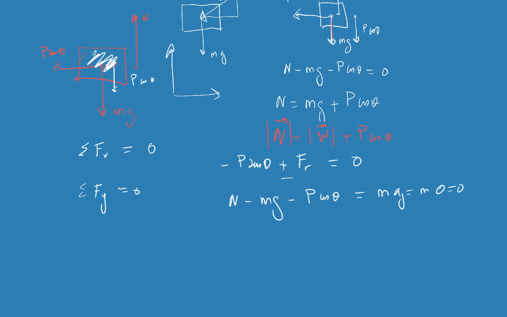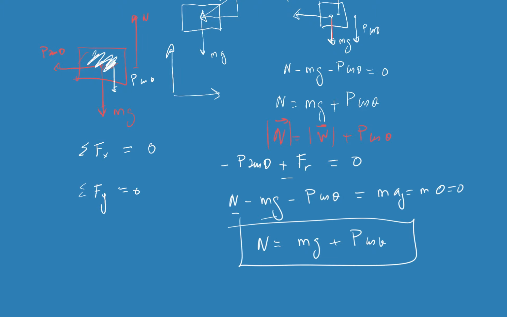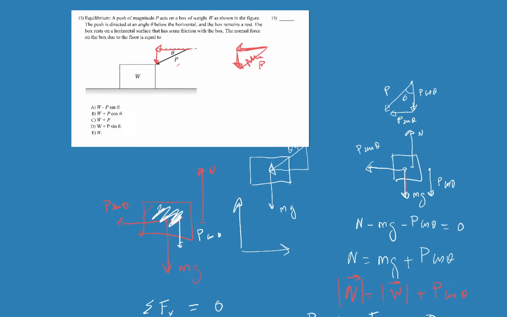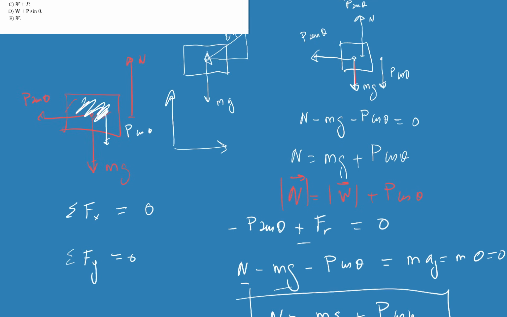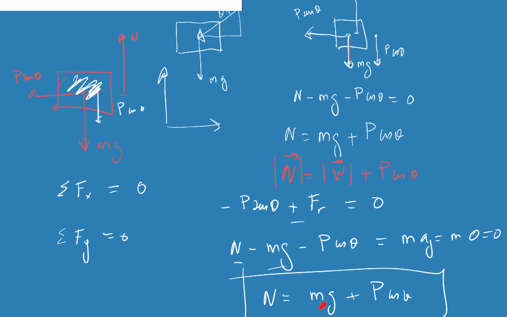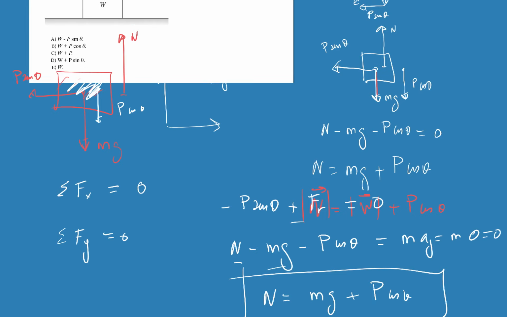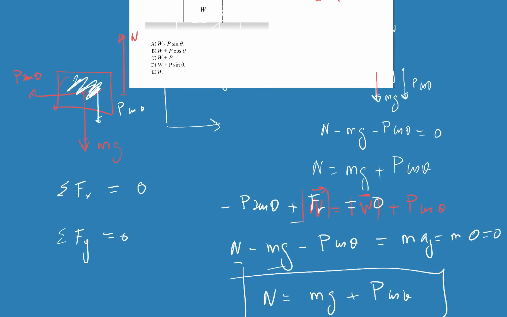This produces an equation for the normal, so the normal will be bigger than in the case when the P doesn't exist. The normal will now be mg, if I solve from here, plus P cosine of theta. And this is the normal. So what is the solution here? The solution is mg, that is the weight, plus P cosine of theta, W plus P cosine of theta. So the solution is the P. Okay, check it. Let's go to the next question.